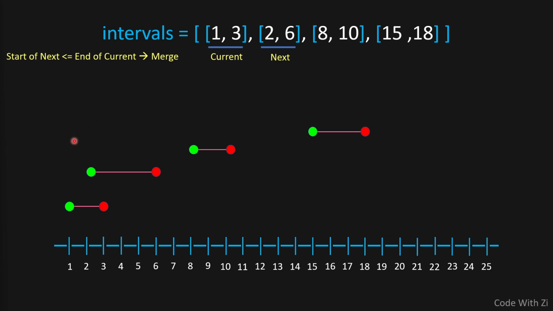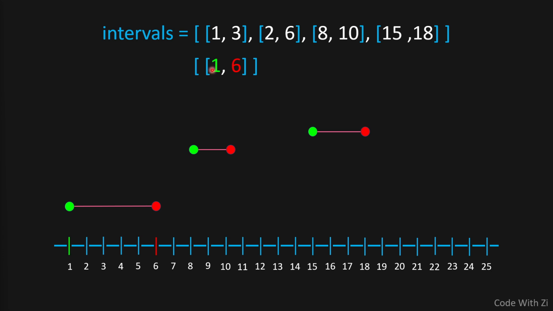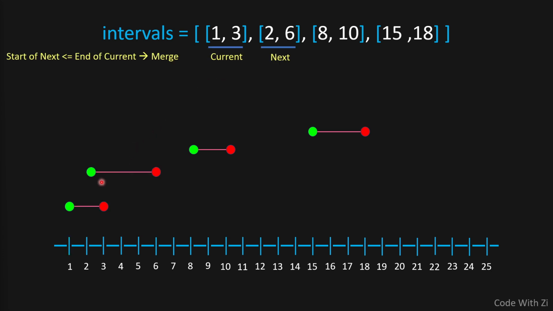Here we can actually see that in the visualization, the start of the next is actually smaller than the end of the current one. So we can basically merge them together like so. Now we have 1 to 6. But how did we actually merge them? How did we go from this to this?